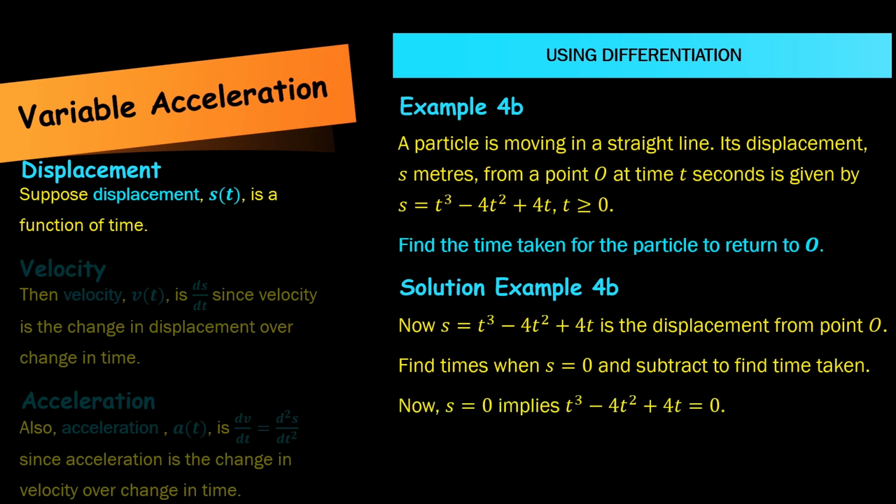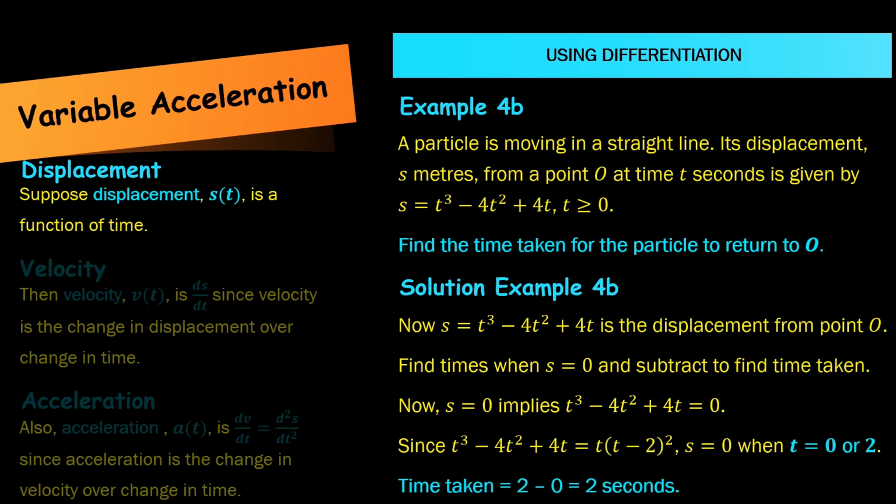So s equals 0 implies t cubed minus 4t squared plus 4t equals 0. If we factorise this, we obtain t times (t minus 2) all squared. We have that s equals 0 when t equals 0 or t equals 2. The time taken is therefore 2 minus 0, which equals 2 seconds.